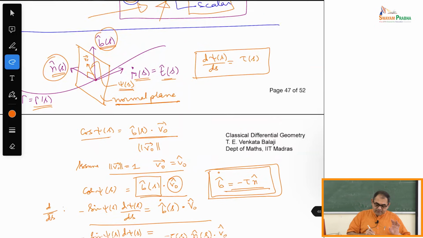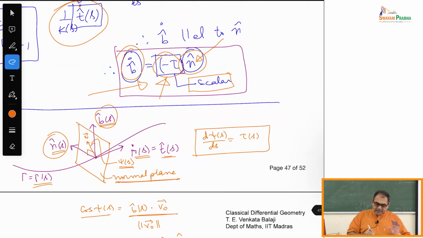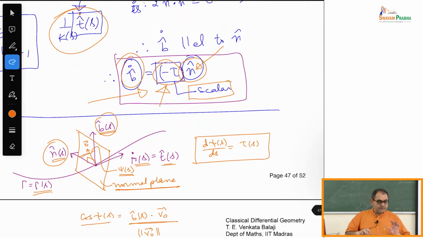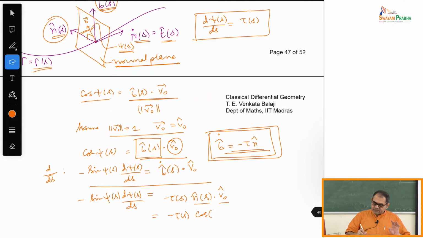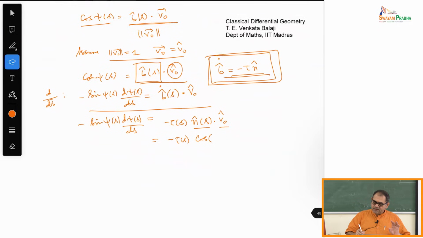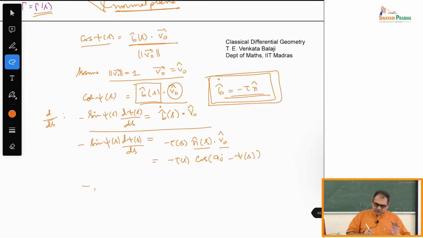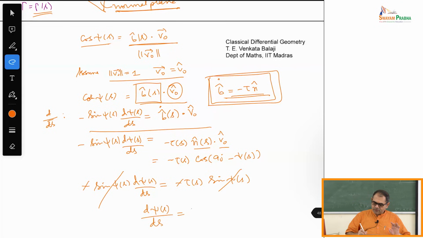So now the angle between n hat s and v naught is 90 minus psi s, this angle. So here it will become cos of 90 minus psi of s, and now everything is fine. So you get minus sin psi s d psi s by ds is equal to minus tau of s sine of psi of s, and this sin psi s and this minus go away, and then you will get d psi s by ds is equal to tau of s.